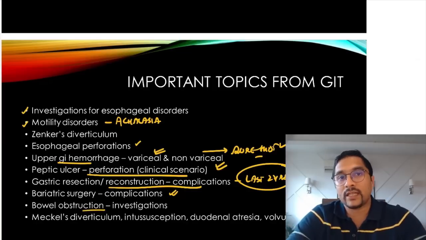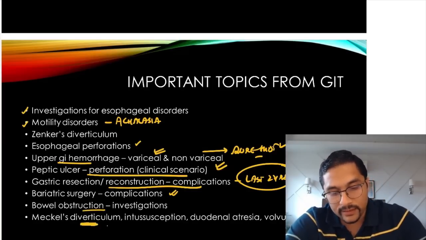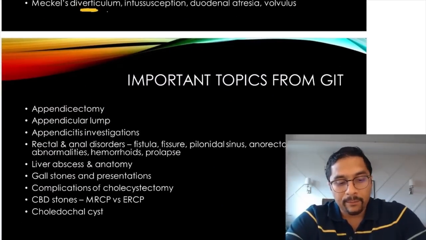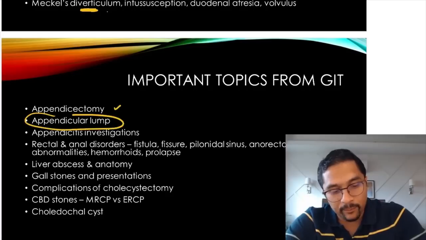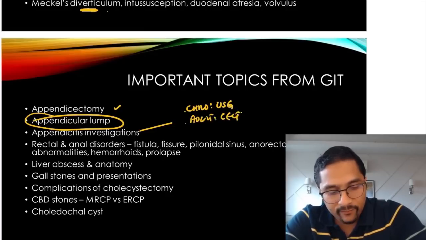Bowel obstruction, the investigations at the radiology you should know. Meckel's diverticulum, intussusception, duodenal atresia, volvulus are very important. Appendicectomy, this time also it was asked. Appendicular lump, you should know. Appendicitis investigations. In a child with appendicitis, ultrasound is the investigation of choice, whereas in an adult it is CECT.